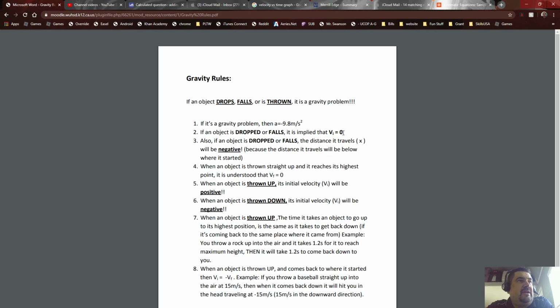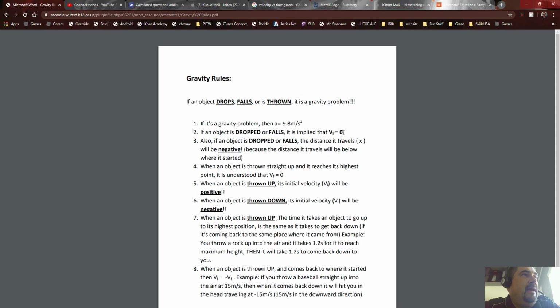Also, if an object drops or falls, the distance it travels will be negative. So if we're considering down as negative, if it falls 5 meters, then it fell negative 5 meters because it moved downward. It did not move up, it moved down. And we'll consider down as negative now. So on gravity problems, we'll just consider down always as negative so we don't confuse ourselves. Anything downward is negative, so acceleration of gravity is down, so that's negative 9.8. And anything moving downward is negative. Anything up is positive.